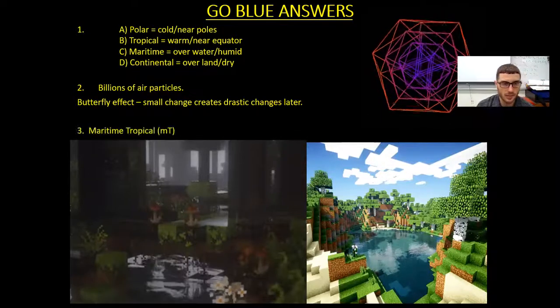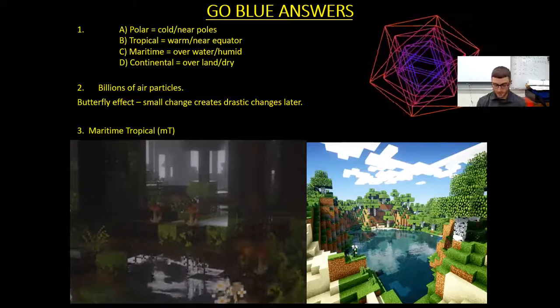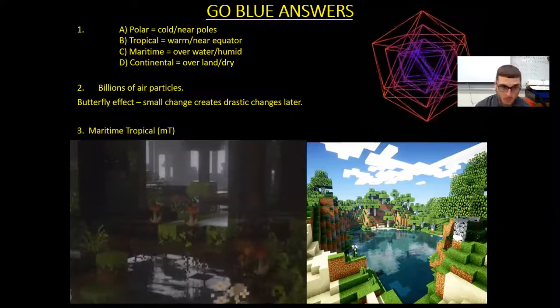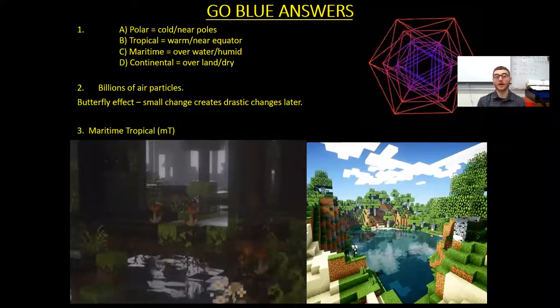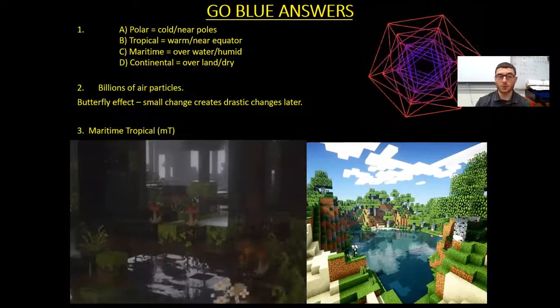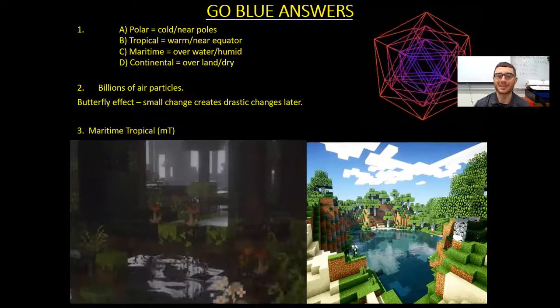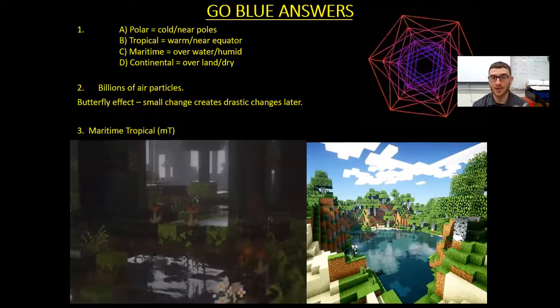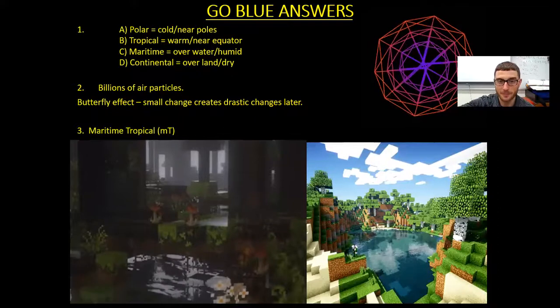And lastly, for number 3, the air mass of those categories that impacts Florida the most is maritime tropical. Why? Because Florida is close to the equator, making it tropical, and Florida is surrounded by water, making it maritime, right? That's why we get the warm and humid weather throughout most of the year.